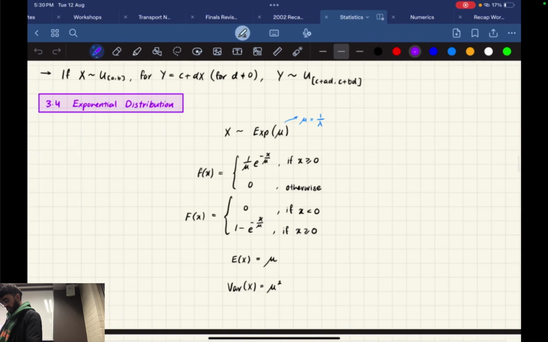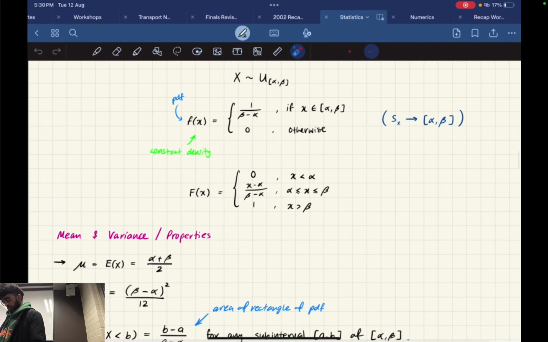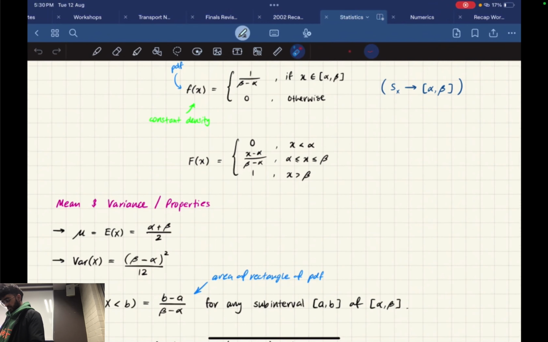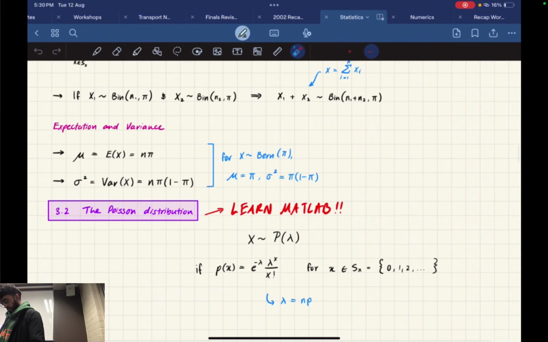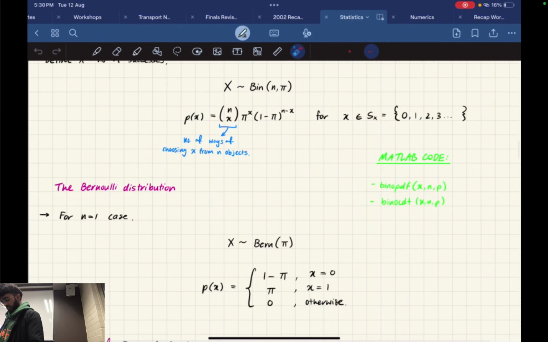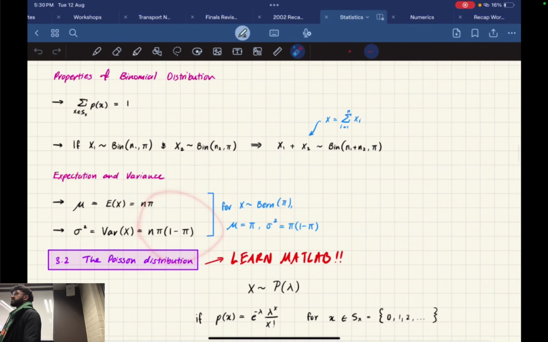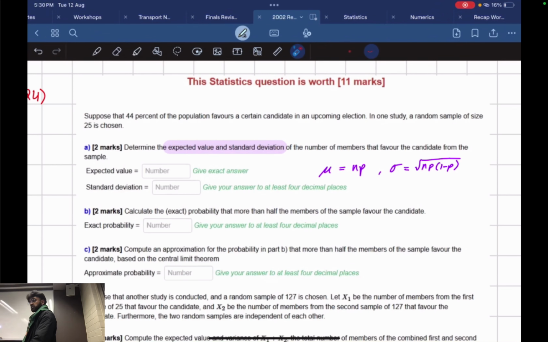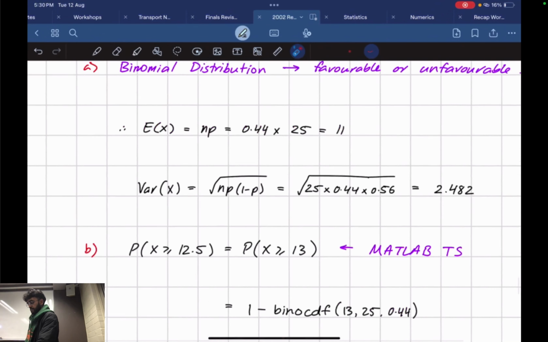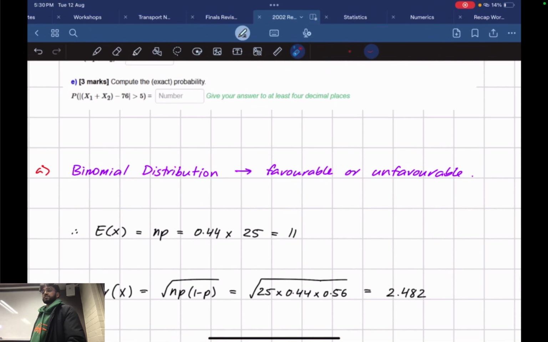So the exponential distribution has mu and mu squared. The uniform distribution is a bunch of nonsense. For the Bernoulli distribution and binomial distribution, here it is. In this case, P is equal to pi. Same thing. Okay, cool. So what you're going to do is just sub the numbers in and you get your values. Make sense?